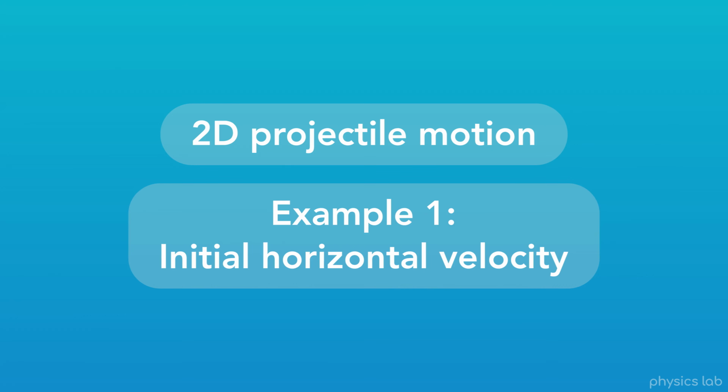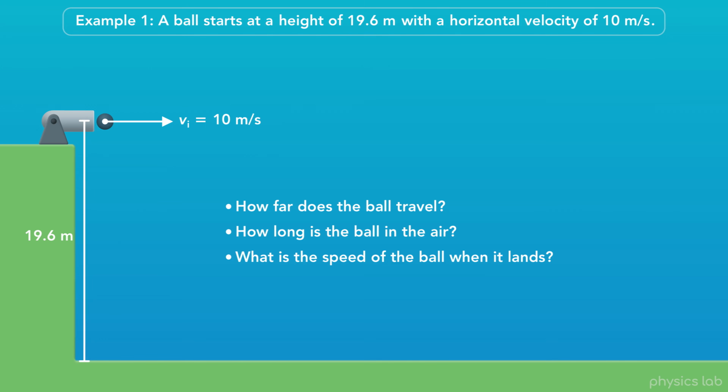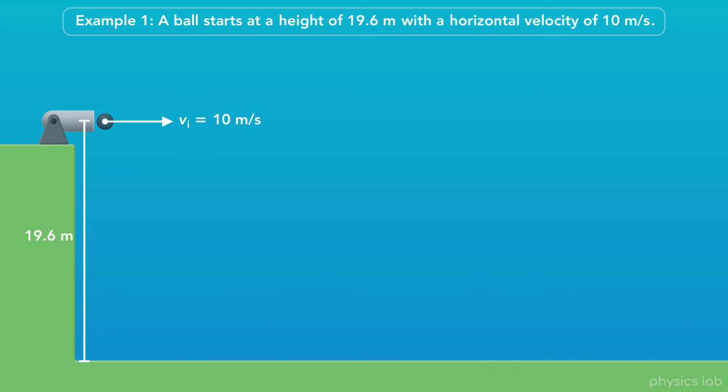Example 1 is an object with an initial horizontal velocity. A ball starts at a height of 19.6 meters with a horizontal velocity of 10 meters per second. For 2D projectile motion, here's some questions we might see. How far does the ball travel? How long is the ball in the air? And what is the speed of the ball when it lands? These questions are just asking for a value at a specific point in the motion, like when the object hits the ground. But let's start by exploring this motion and come back to these questions later.